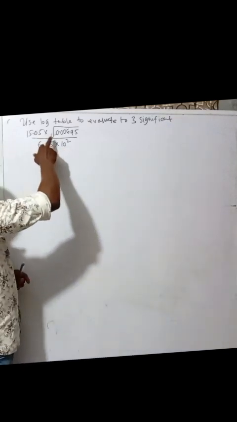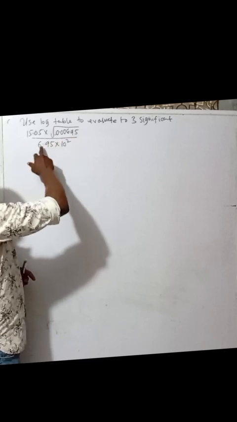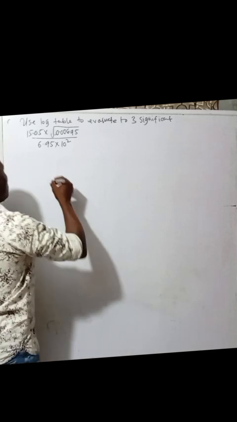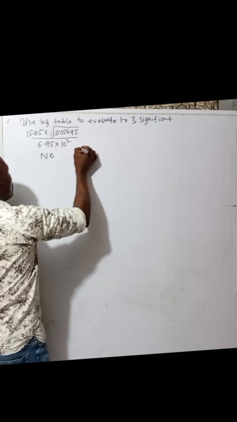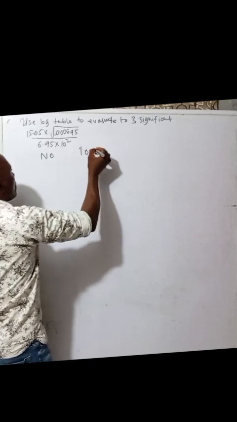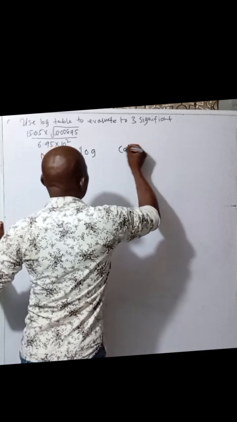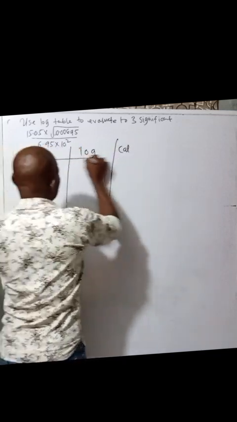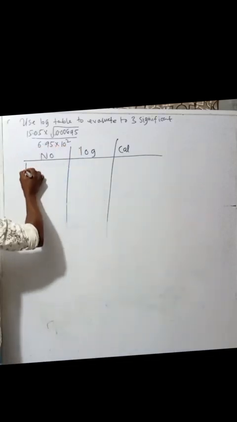15.05 times the square root of 0.0695 divided by 6.95 times 10 raised to power 2. Now, in dealing with a logarithm of this nature, the first thing to do is to write the number in log form, probably to create more room for calculation.